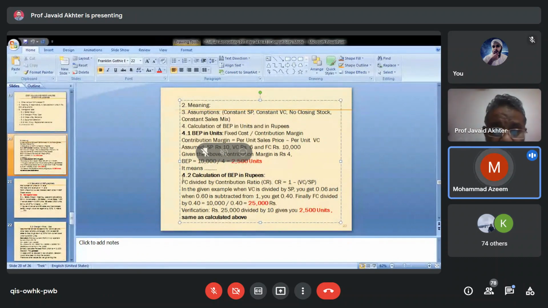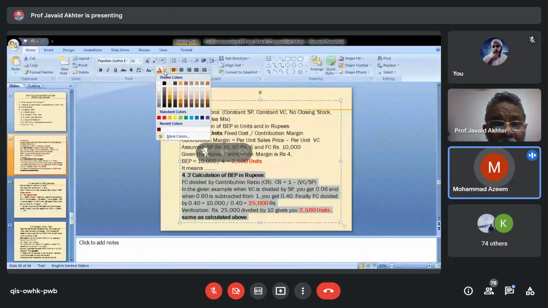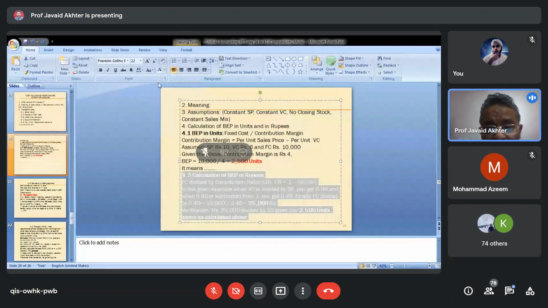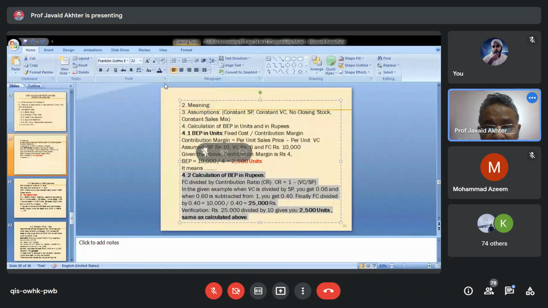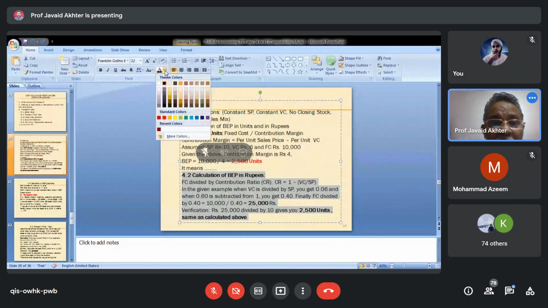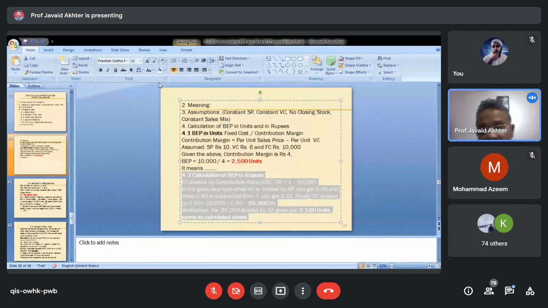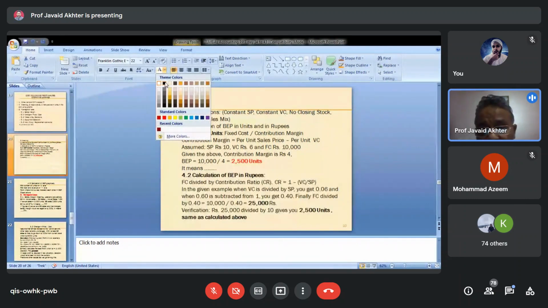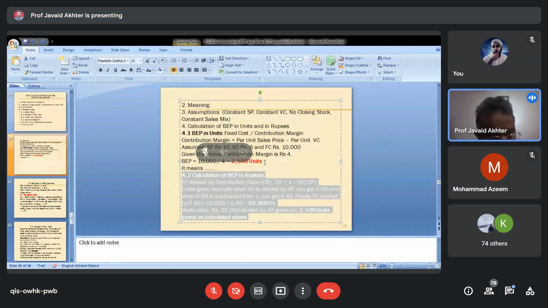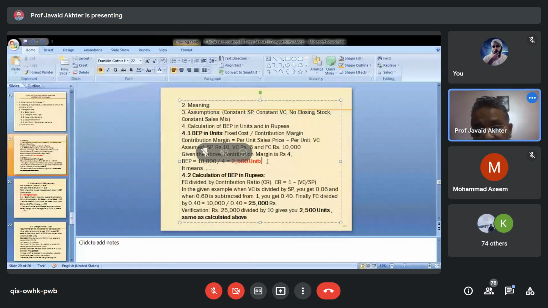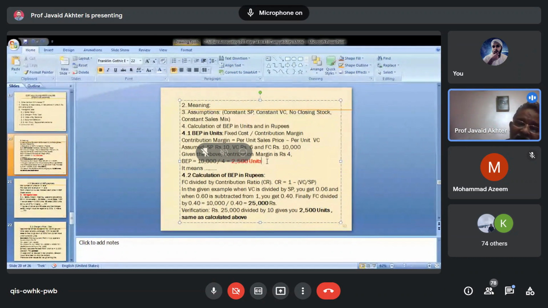We can change units into rupees. We will convert units into rupees, sir, but what is the price of the unit? Suppose it does not exist, does it? It does not exist, right? So what will you do? 2500 will be multiplied by rupees 10. In order to find it out, it can simply be units multiplied by per unit sales price. So what will be your answer?